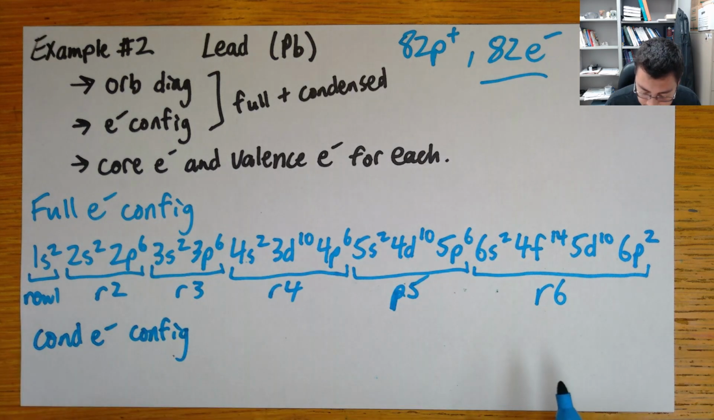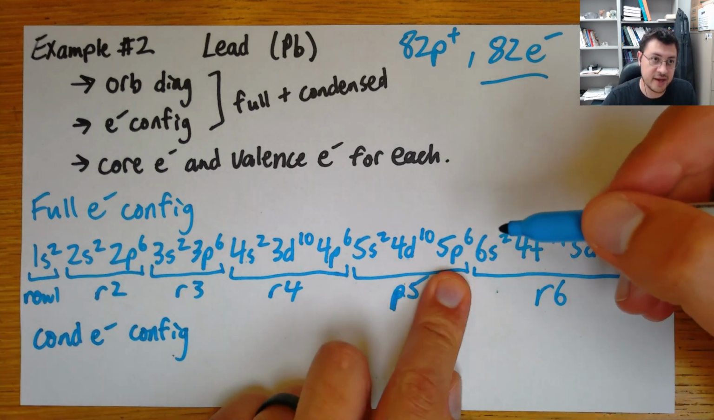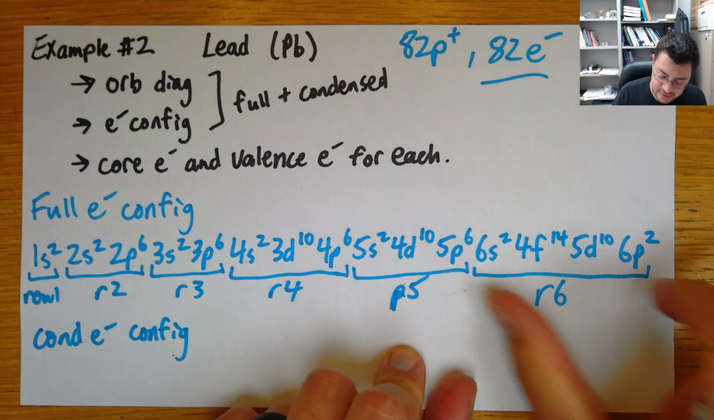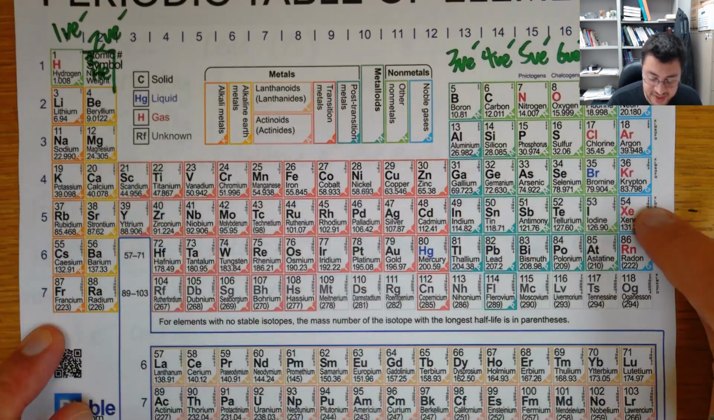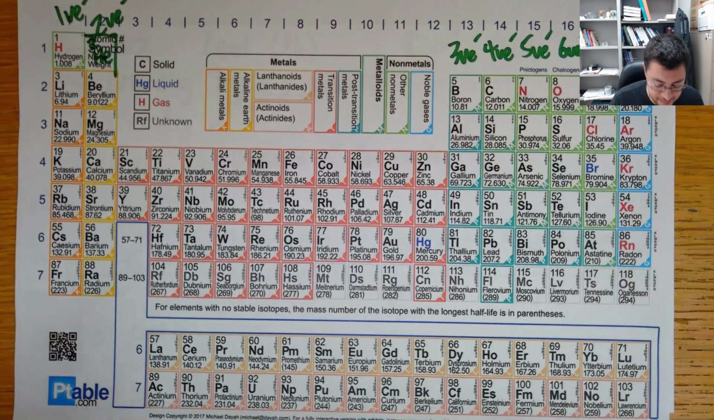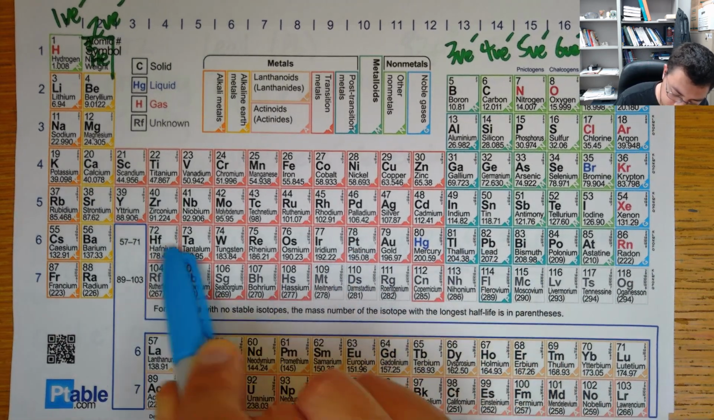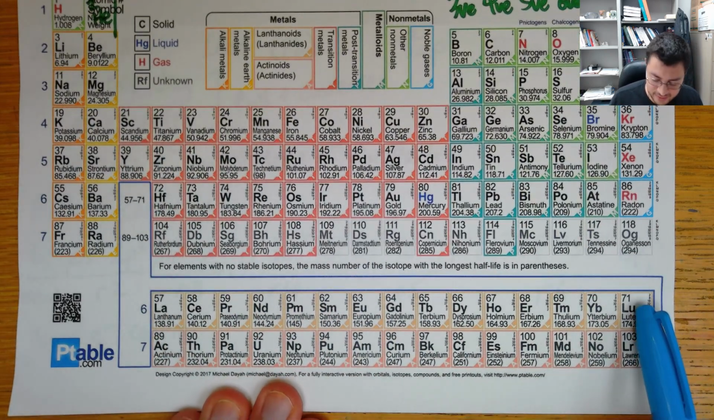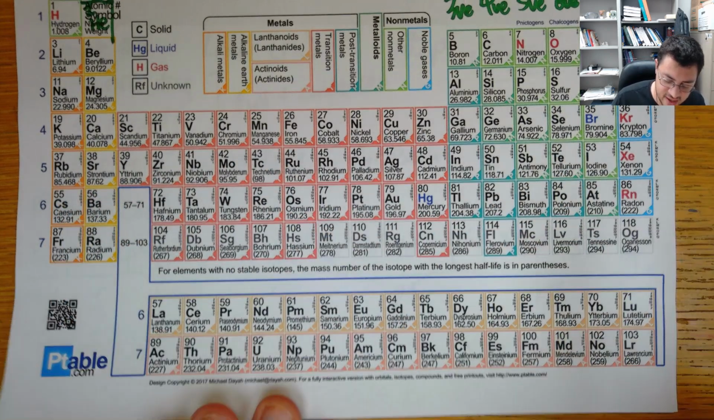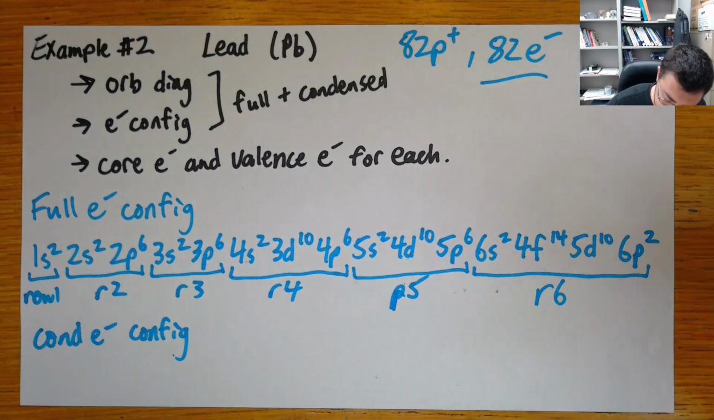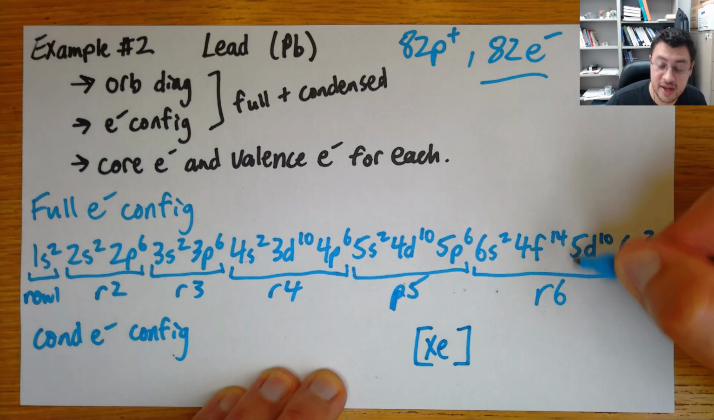So a noble gas, unless it's helium, always ends in a P6 of some flavor. So we just go backwards. 5p6, that should be row 5, that should be xenon. If you don't believe me, just count backwards to a noble gas. 82, 81, 72, 71, 57, 56, 55, 54, xenon. And then we just drop that down.